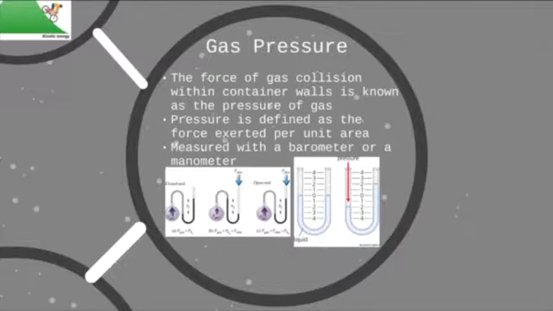Pressure can be measured by using a barometer or a manometer. A barometer is a 1 meter long tube used to measure atmospheric pressure. A manometer is a device used to measure the pressure of gases in an experiment. A real-life example of a manometer is a blood pressure cuff used in a daily medical setting.